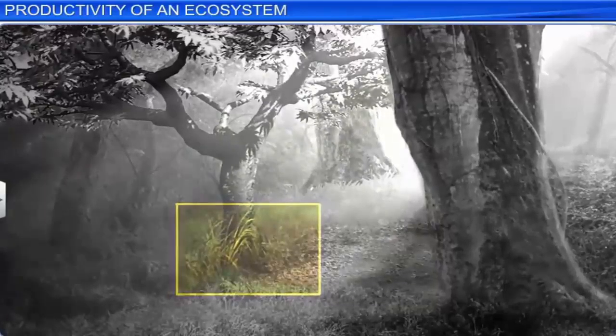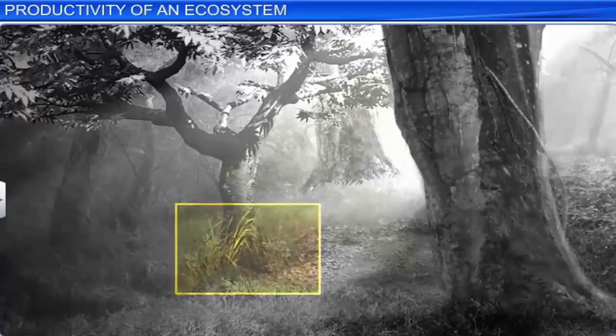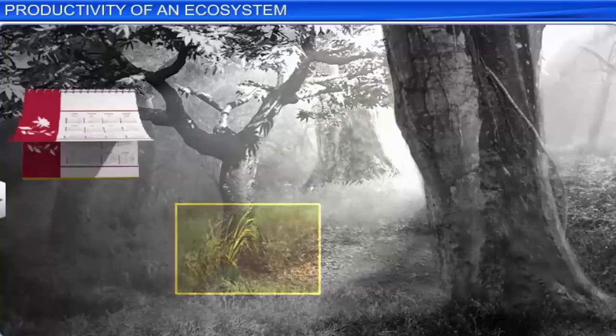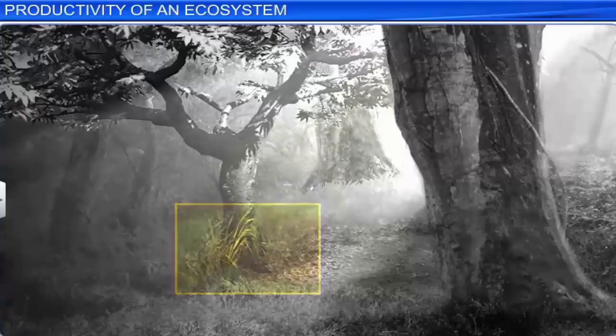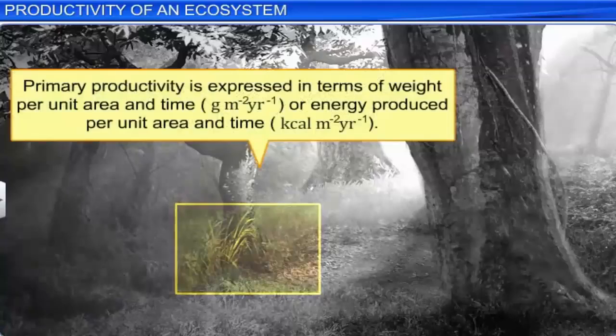In other words, primary productivity is the amount of biomass produced per unit area and per unit time by plants during photosynthesis. To compare the productivity of different ecosystems, it is expressed in terms of weight per unit area and time, that is, gram per meter square per year, or energy produced per unit area and time, that is, kilocalories per meter square per year.